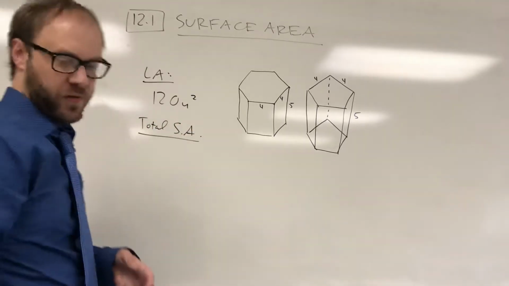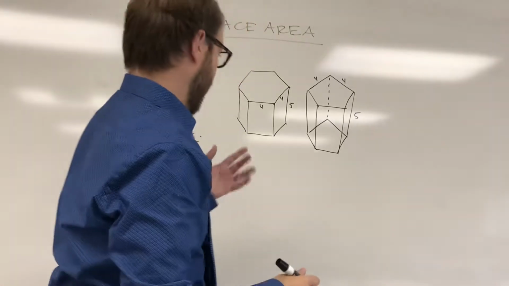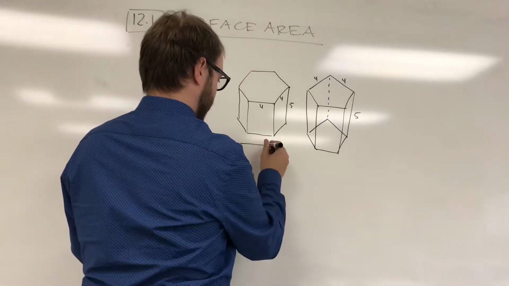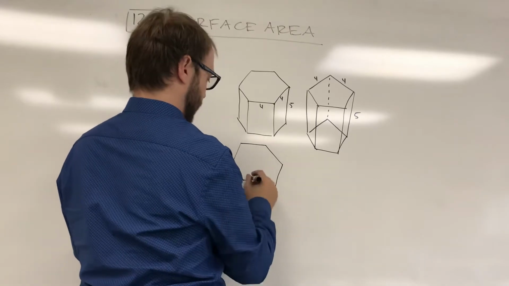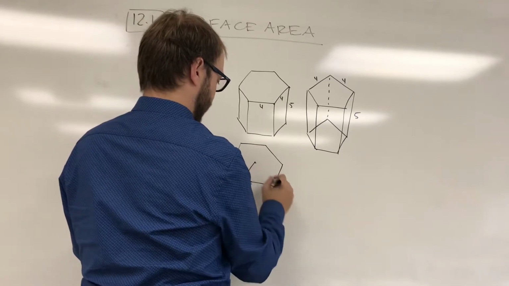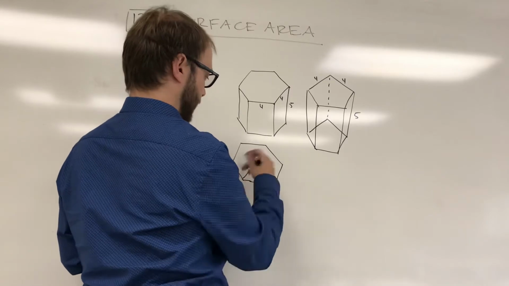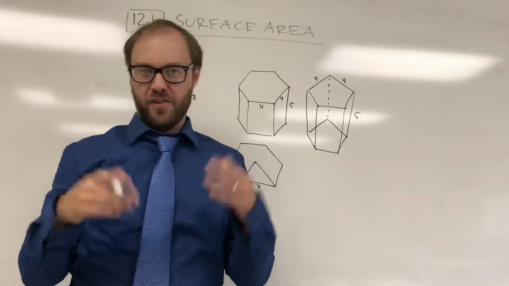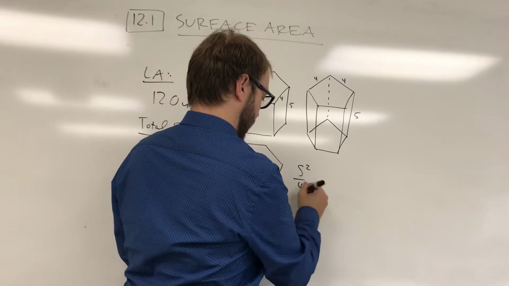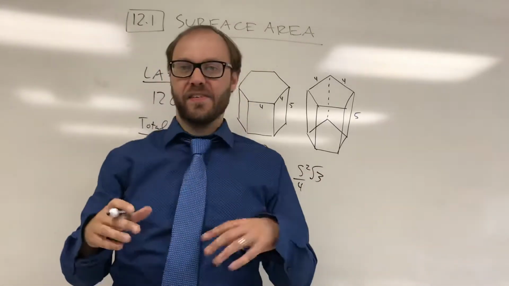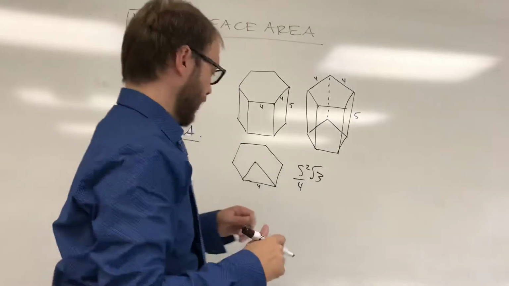To find the total surface area here, we're going to have to add the area of the hexagon. Remember that hexagons break up into equilateral triangles. So you could find the area of one of these little equilateral triangles, and then multiply it by 6. Remember, the area of an equilateral triangle is s squared over 4 radical 3. We get that nice little formula from the previous chapter.